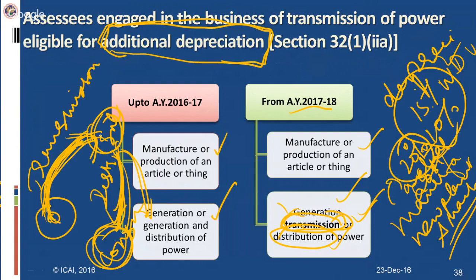From the power plant to the substations is called transmission. So far, transmission was not eligible. Assessees engaged in transmission were not eligible for additional depreciation. From assessment year 17-18, they are eligible for additional depreciation.